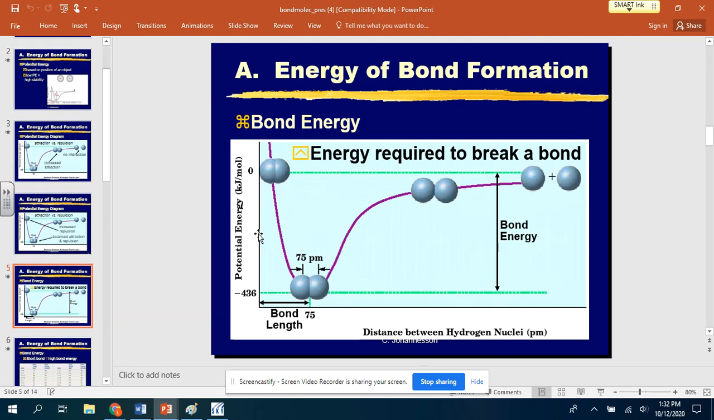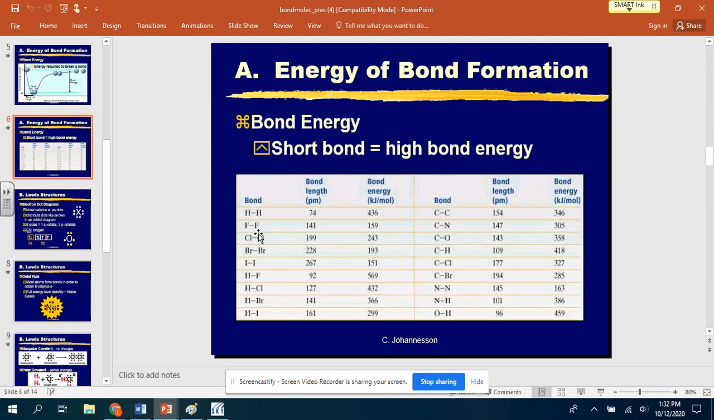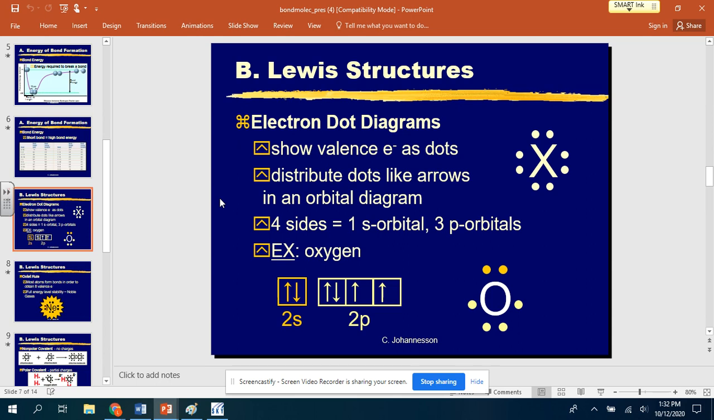You don't need a lot of this either. I know I'm skipping around. I kind of do this in sections and I skip around to the parts that go together. So the next thing I'm going to show you is right here, electron dot diagrams. They're very simple, but you do need to know what they stand for.